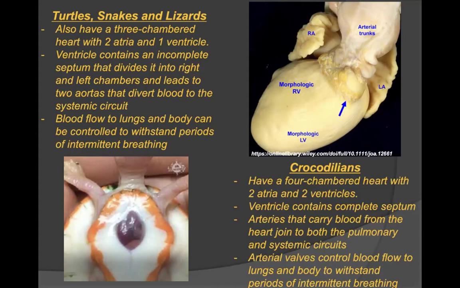Crocodilians, on the other hand, have full four-chambered hearts with two atria and two ventricles. This occurs because the ventricles contain a complete septum that divides them into two. Arteries that carry blood from the heart can join to both the pulmonary and systemic circuits. In addition, arterial valves help control the blood flow to the lungs and the body to also help withstand periods of intermittent breathing. Thus, there are many adaptations that can be present to allow for animals to be highly adapted to their environment and to maximize their gas exchange between themselves and the environment.